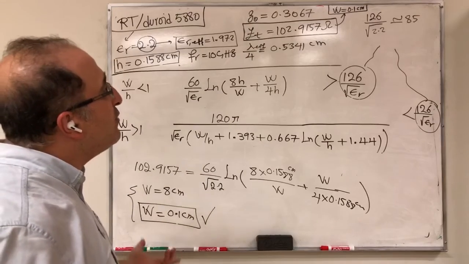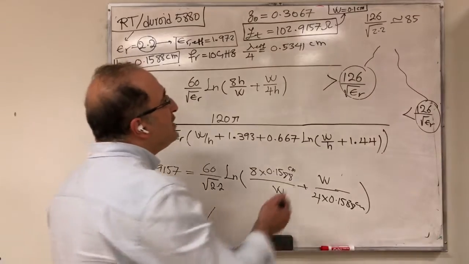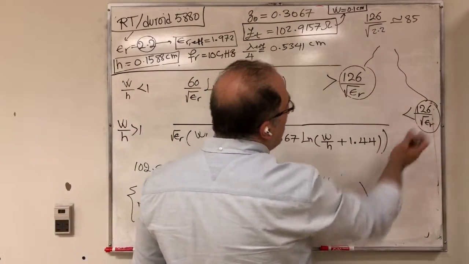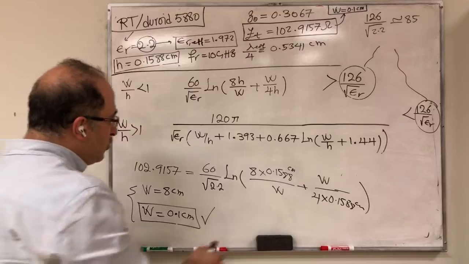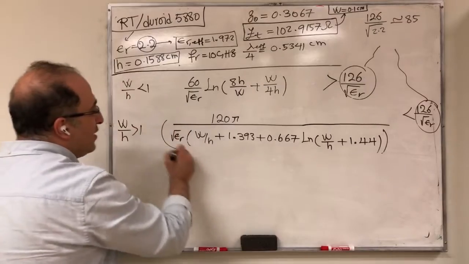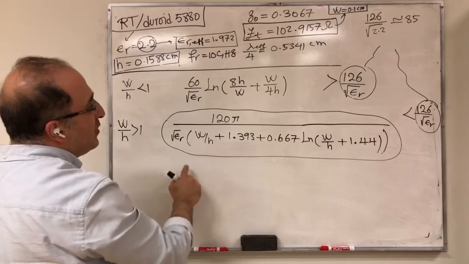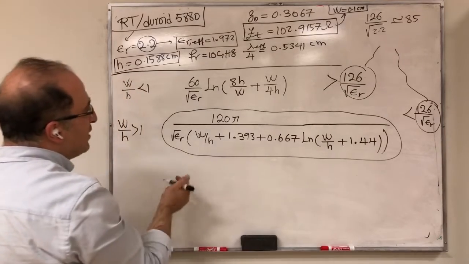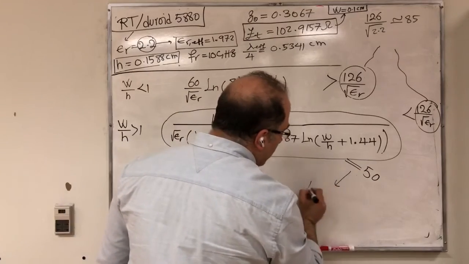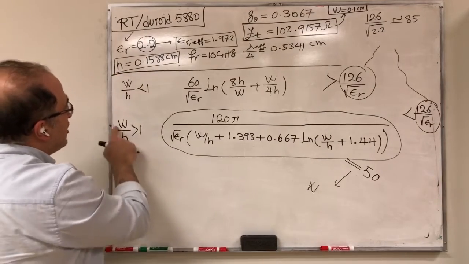Now let's go to our 50 ohm. Now we also have a 50 ohm, and immediately we see that this time we're not going to use that because 50 ohm is smaller than 85. Now I need to equate this thing here. And remember, I know epsilon r, I know h, so I know everything except w. So I need to equate this with 50 and then find w. And when I'm finding w, I need to make sure that w is greater than h according to here.